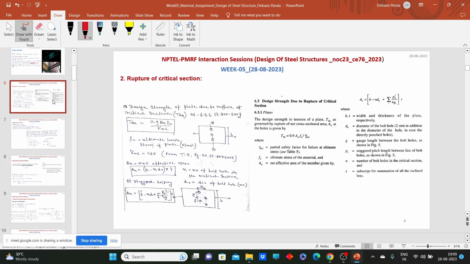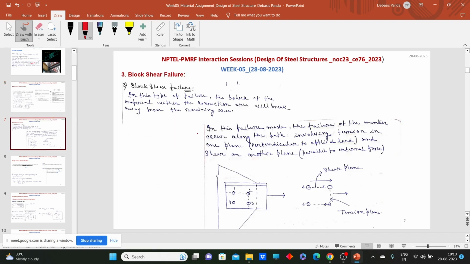Rupture, we know how to calculate the design strength due to rupture of critical section for the plate section. But today we will learn how to calculate this rupture strength for the plate as well as for the angle section, because when we design the tension member, the unequal angle sections are generally used, in most cases. So one more phenomenon, besides yielding and rupture, can happen in this kind of tension members.